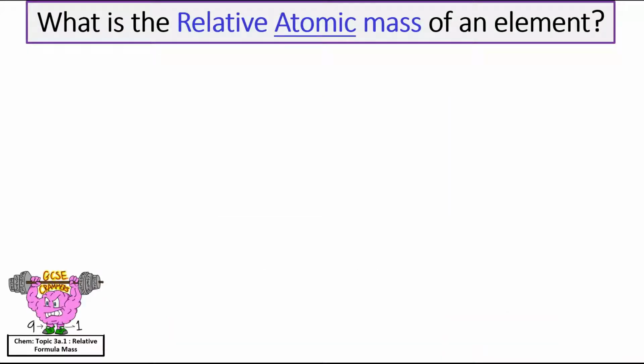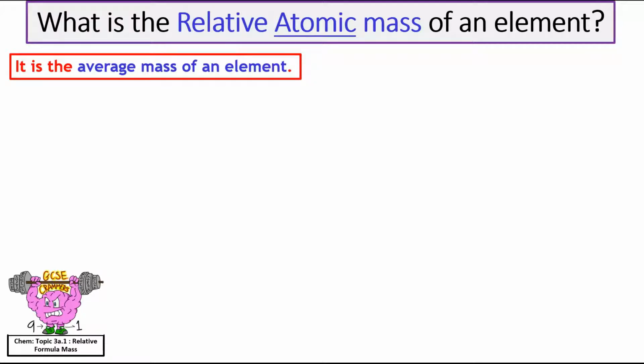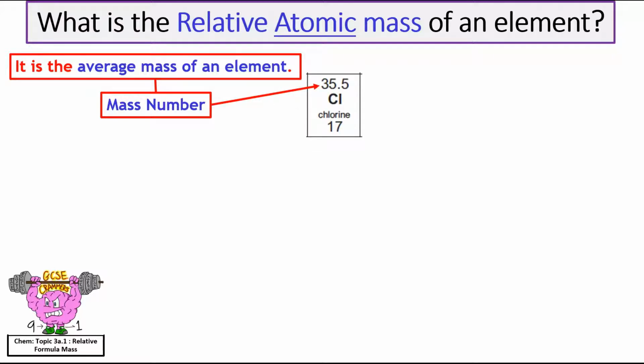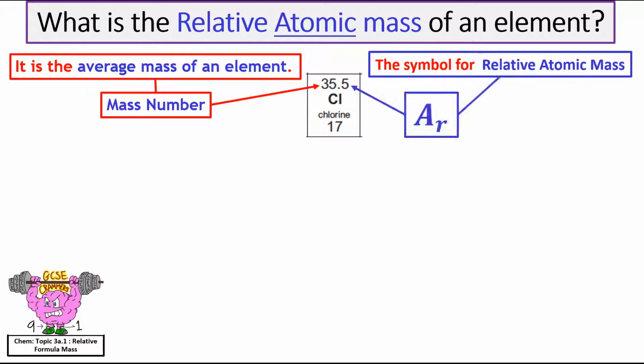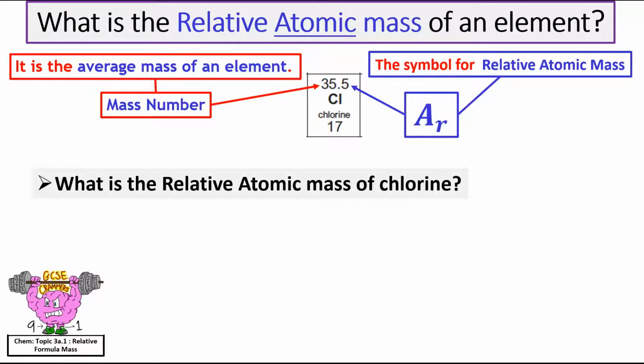What is the relative atomic mass of an element? The relative atomic mass is the average mass of an element. It is the mass number which is found on the periodic table above the element. The symbol for relative atomic mass is AR. So, if you were asked, what is the relative atomic mass of chlorine? The answer would be the AR equals 35.5.